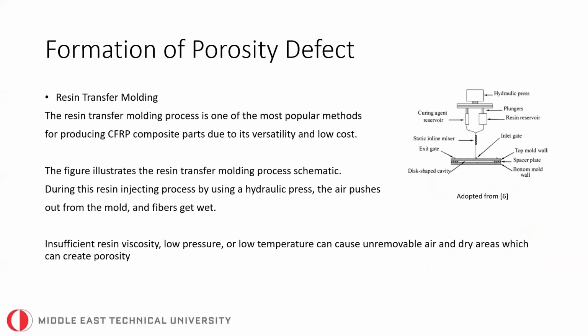During this resin injection process, by using a hydraulic press, the air is pushed out from the mold and the fibers get wet. Hydraulic press pressure, resin viscosity, and temperature are the process parameters for this production technique. Insufficient resin viscosity, low pressure, or low temperature can cause unremovable air and dry areas, which can create porosity.